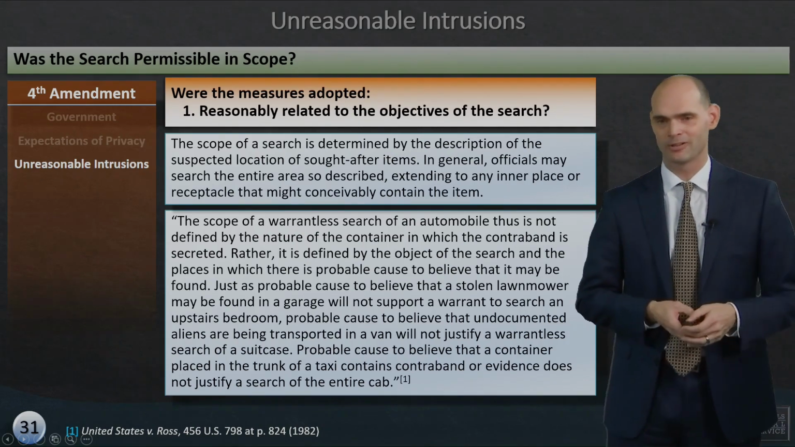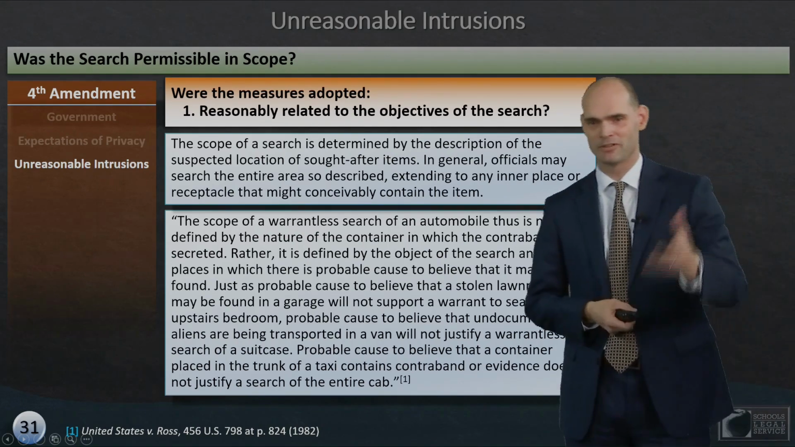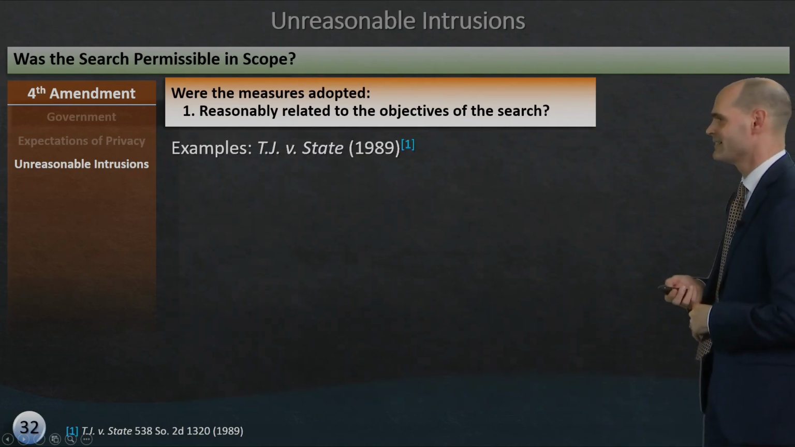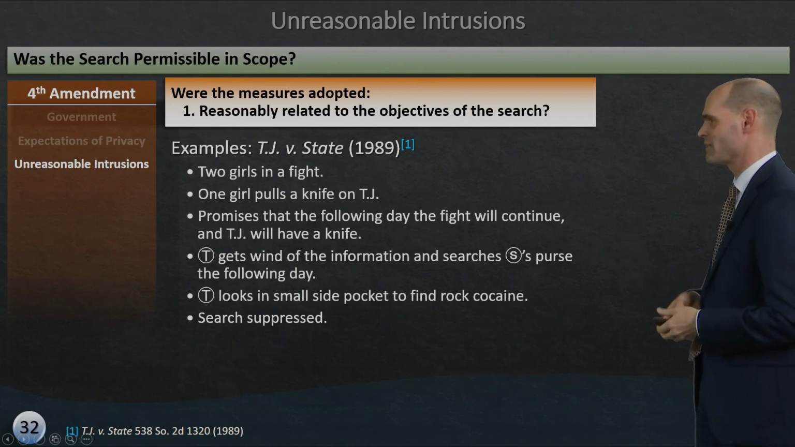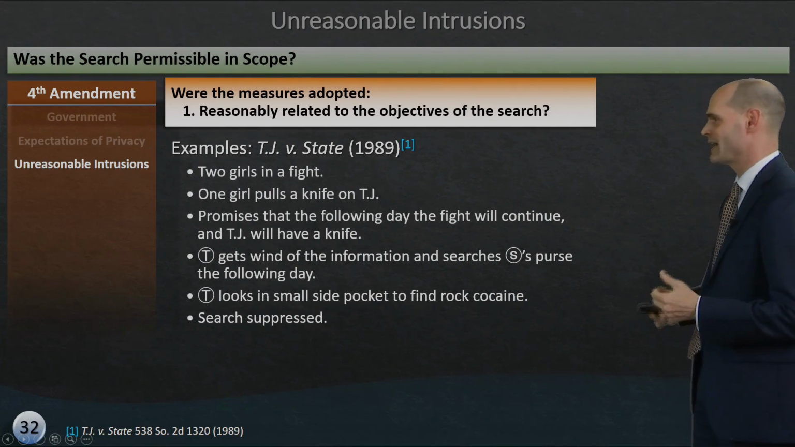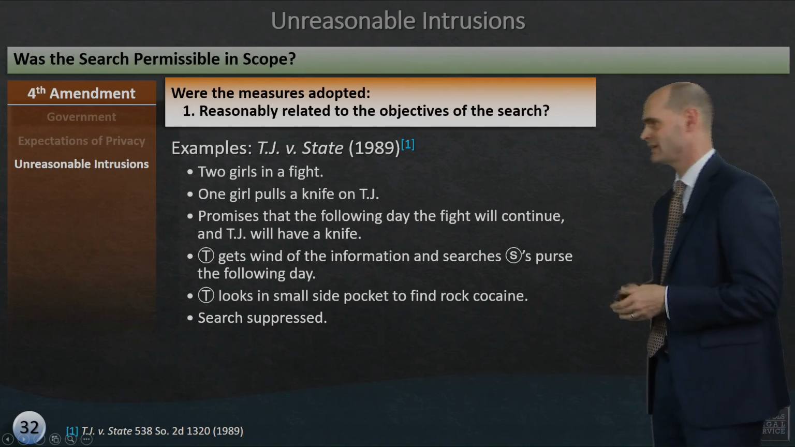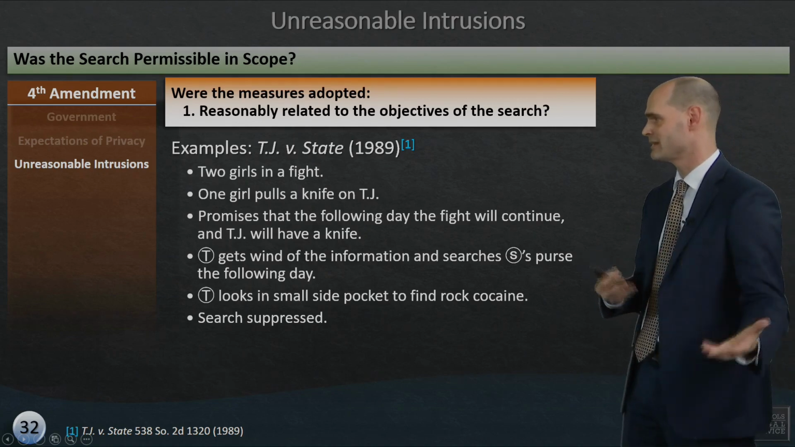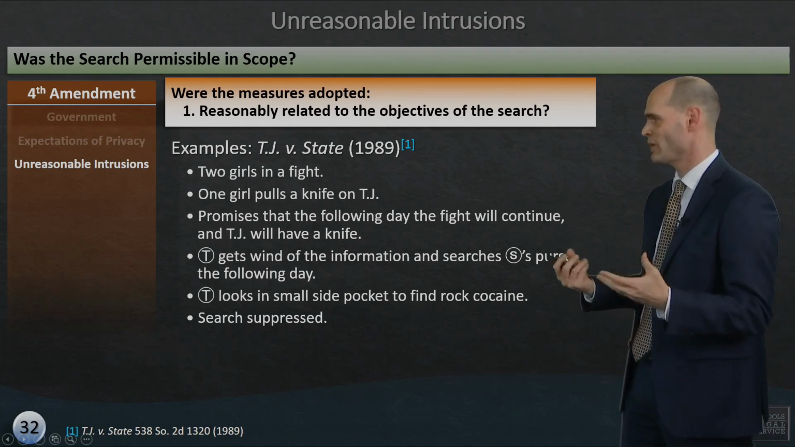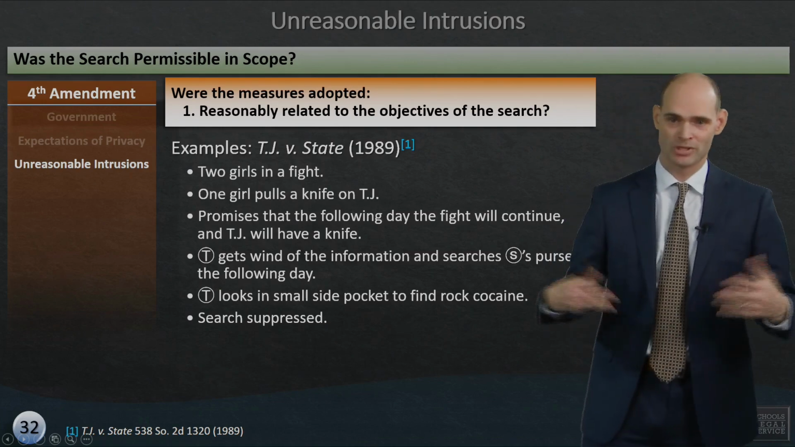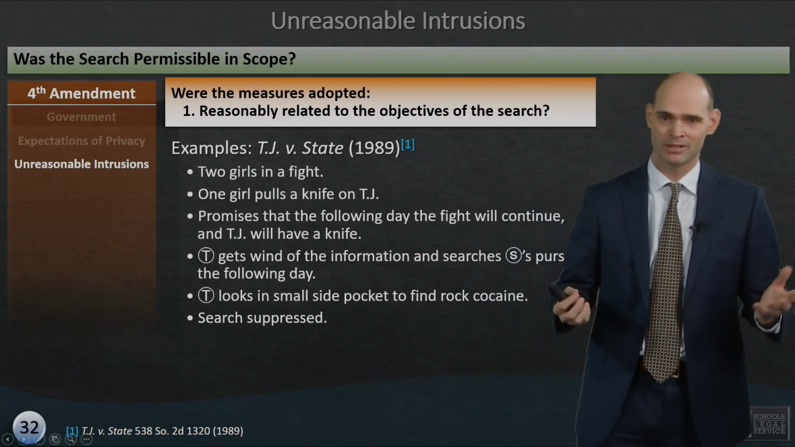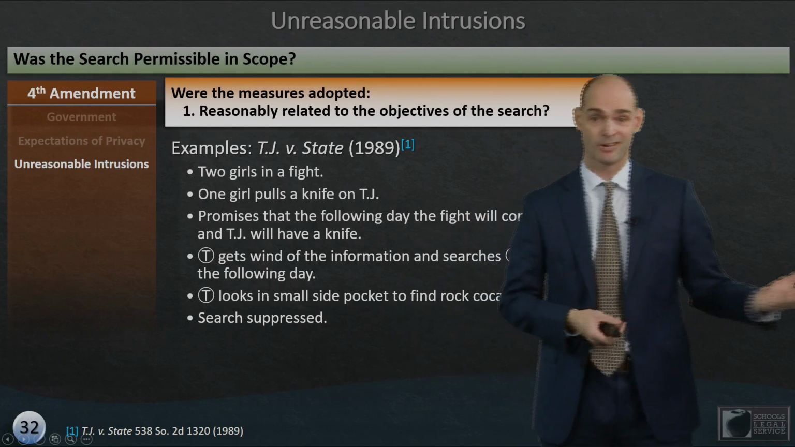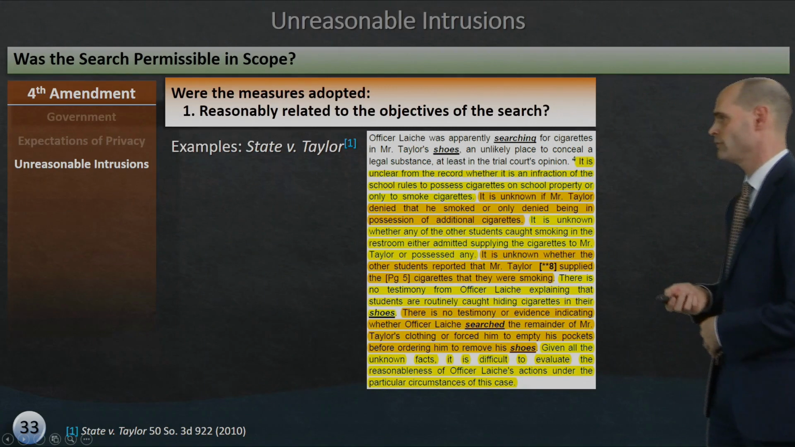Parroting an example I think I gave early, saying, look, if you believe that the guy's in possession of a lawnmower, you don't get to search the upstairs bedroom. Just a couple of examples, TJ versus State. You've got a couple of girls, they're in a fight. One of them avows they're going to bring a knife to school the next day. The teacher gets wind of that and has a reasonable suspicion that student might be in possession of a weapon. Are they good to search? Yeah. The problem is they go into a tiny little inner container and they find narcotics. And the court says, obviously, no way.